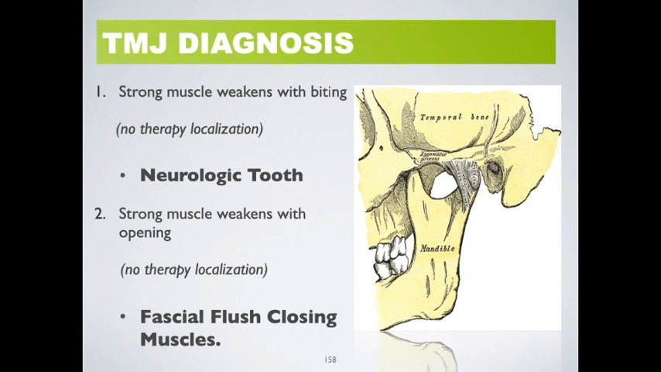Now, strong indicator muscle weakens with opening, with no therapy localization. That's going to be a situation that we call the need for fascial flush to the closing muscles. Fascial flush, remember from session 1, is what we typically will use to treat the hypertonic antagonist to the primary weak muscle that we will fix with spindle cell, O&I, or GTO.